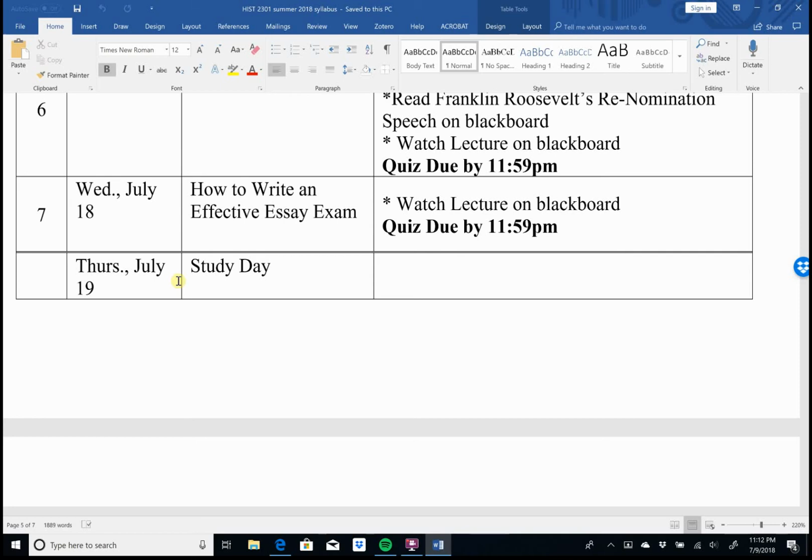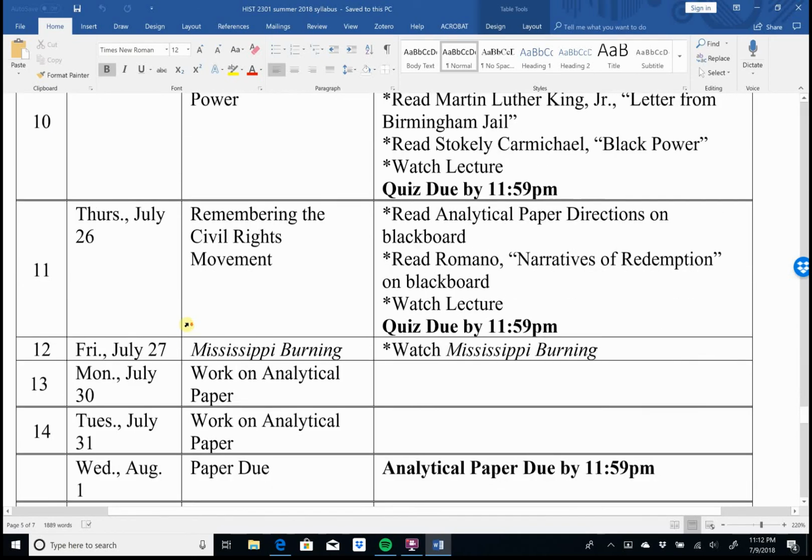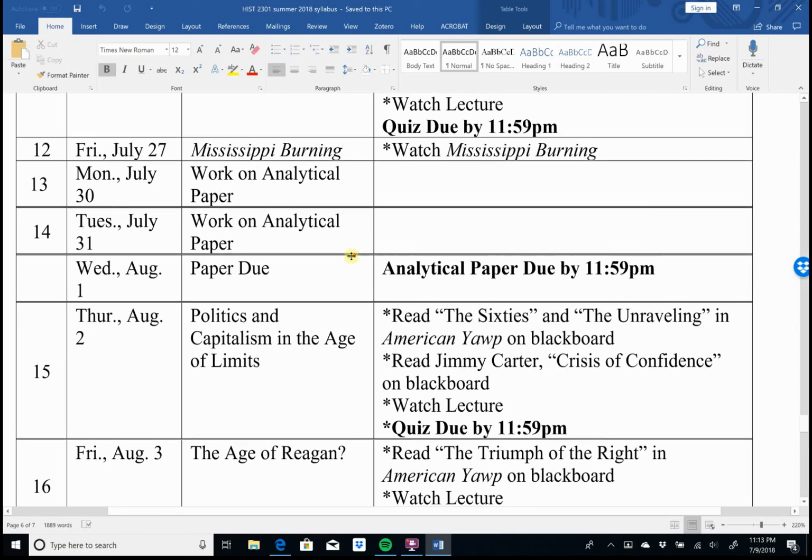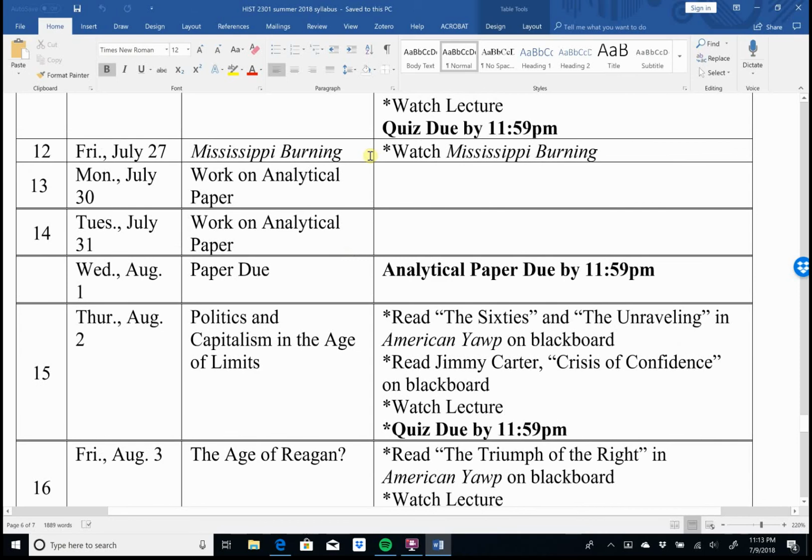Okay, so the second half of the course looks similar to the first, but you will write a 3 to 5 page paper that responds to the film Mississippi Burning, right? That film you do have to purchase. If you haven't purchased the film yet, please do ASAP. You need to have it by July 27th. And because this course moves so fast, I can't give you an extension if you don't have the film by then.